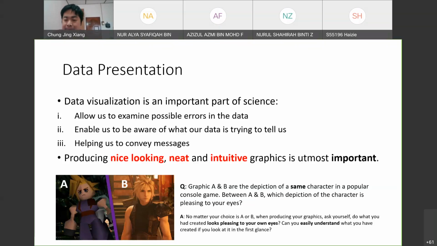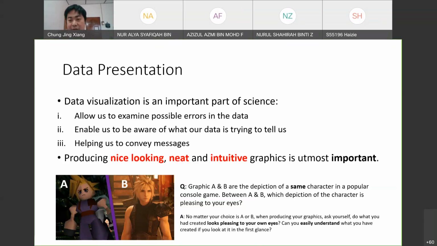Because you're a young generation, you don't have this nostalgic feeling towards this character. So I bet most likely you choose B, because when you look at the figure, it looks clean, it looks nice, and it looks neat. Of course, intuitively, it's just two characters, and both are intuitive. But that's why you can see the power of producing nice looking and neat graphics. So no matter which one you choose, A or B, which one you like, it's up to you.